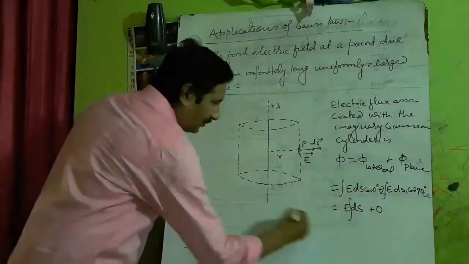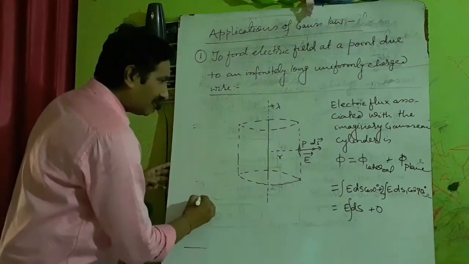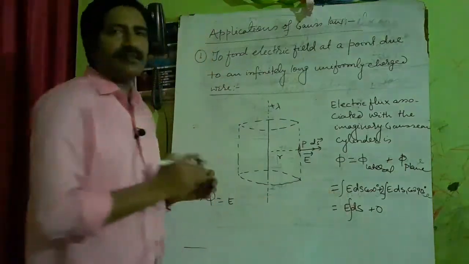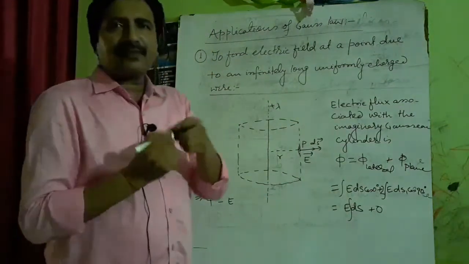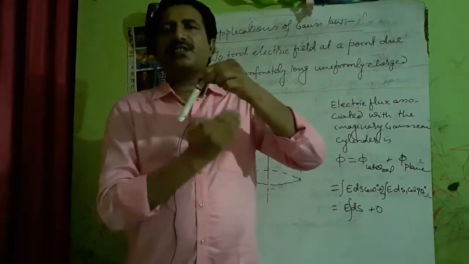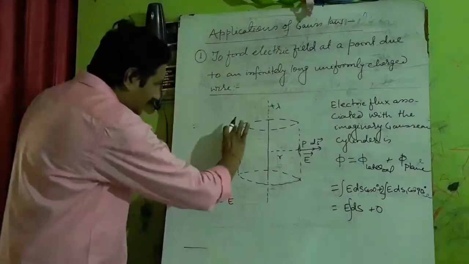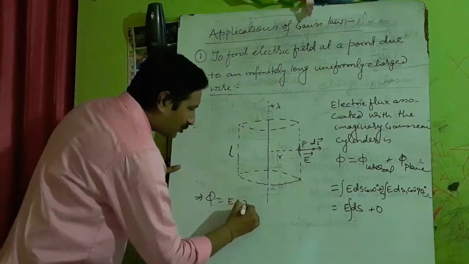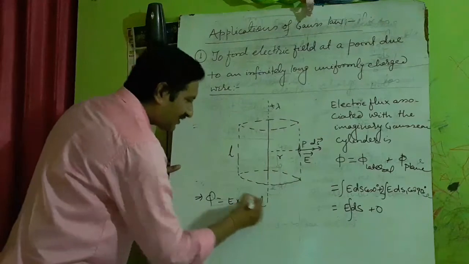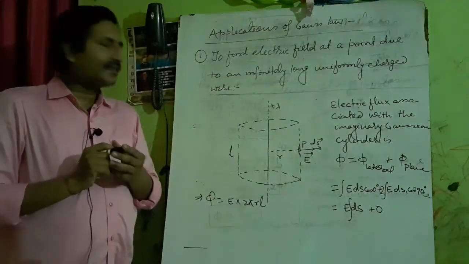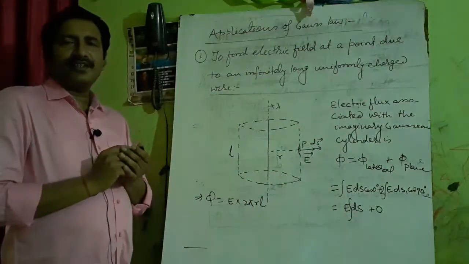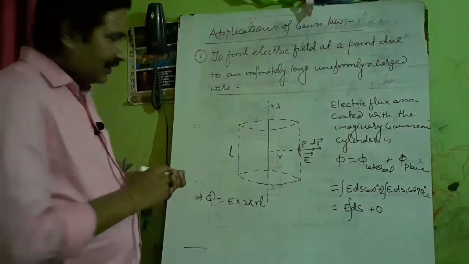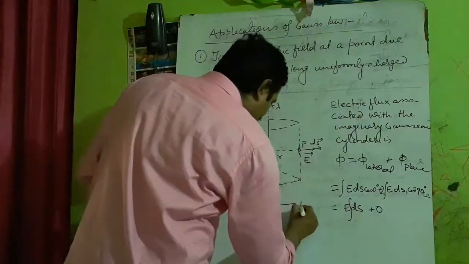We can write it now, phi is equal to E integration of ds, means lateral surface. You know lateral surface area of a cylinder is 2 pi r h. Suppose the length of this cylinder is L. So this will be E into 2 pi r h, means L. This is the lateral surface area. E into 2 pi r L. Is it clear? Okay. Now this is equation number 1.